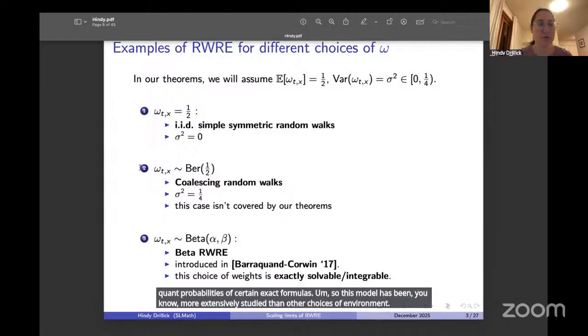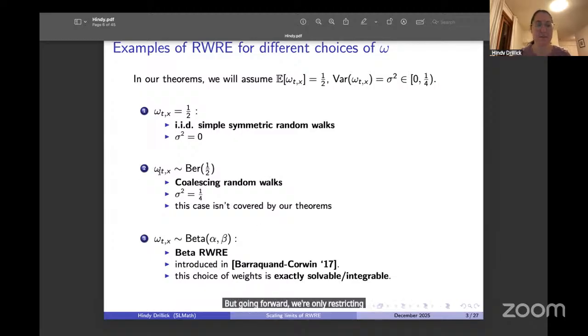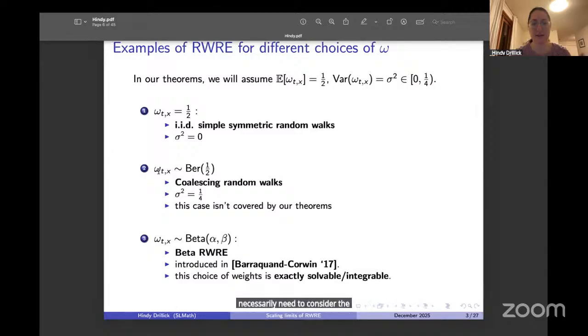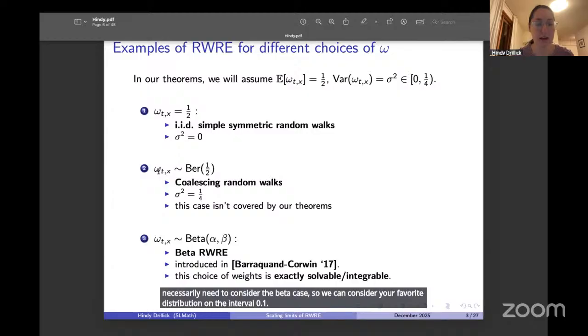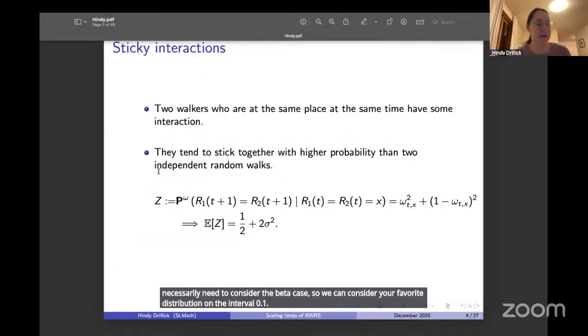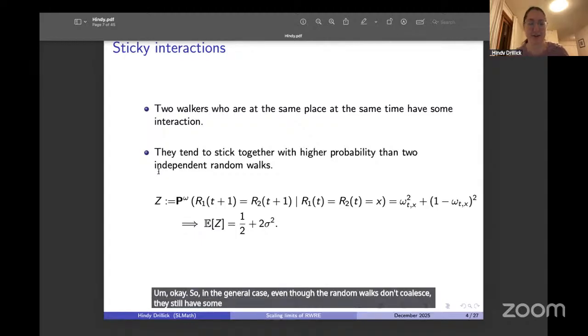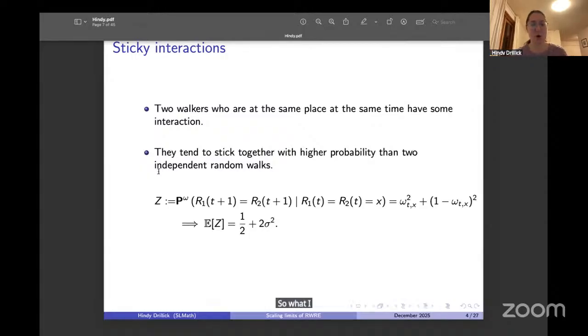But going forward, we're only restricting ourselves to exclude the Bernoulli case, but we're not necessarily going to need to consider the beta case. So we can consider your favorite distribution on the interval 0, 1. Okay, so in the general case, even though the random walks don't coalesce, they still have some sticky interactions. What I mean is that if two random walkers are at the same position at the same time, then they'll tend to stick together with higher probability than two independent random walks.